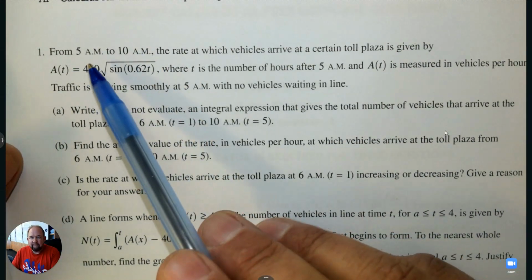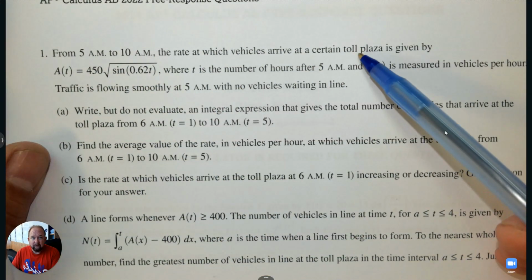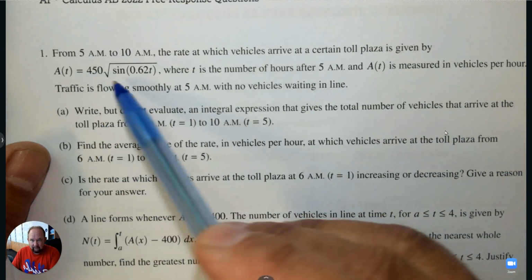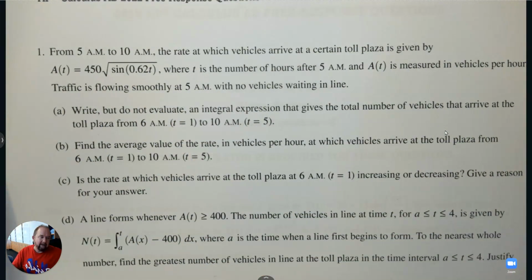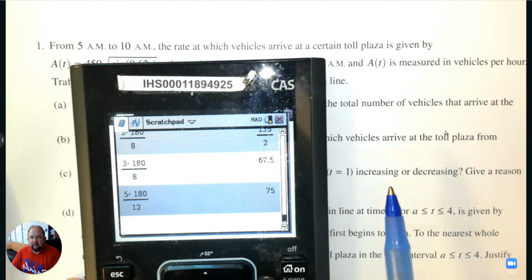From 5 a.m. to 10 a.m., the rate at which vehicles arrive at a certain toll plaza is given by this equation. Right away, it's a calculator question. Number one, take out your calculator, press pause if you need to, and let's do this together.